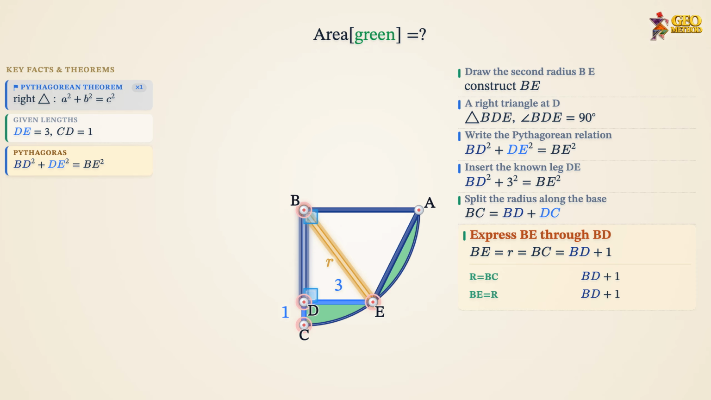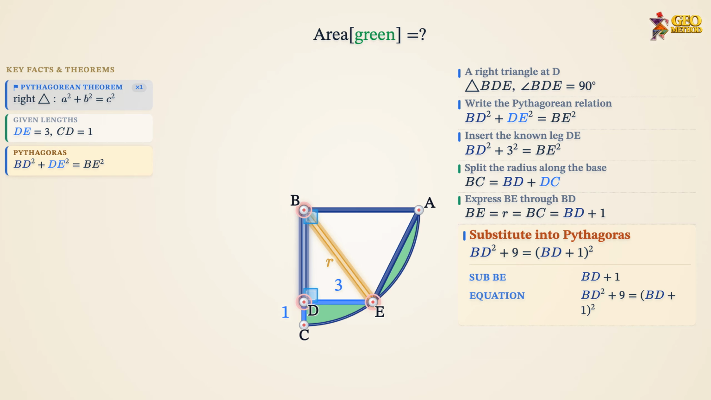Chain the radii together. The radius R equals segment BC, which is BD plus 1. And the hypotenuse BE also equals that same radius R. So BE equals BD plus 1, written purely in terms of the single unknown BD. Now feed that into the master equation. Replace BE by BD plus 1, so BD squared plus 9 equals the quantity BD plus 1, all squared. One equation, one unknown, exactly what we want.